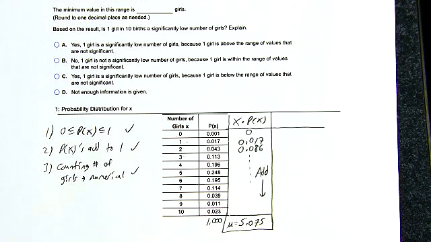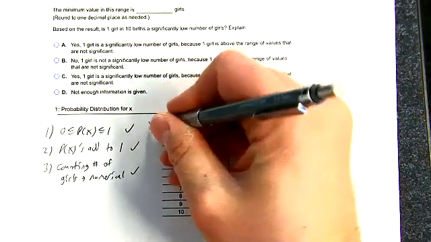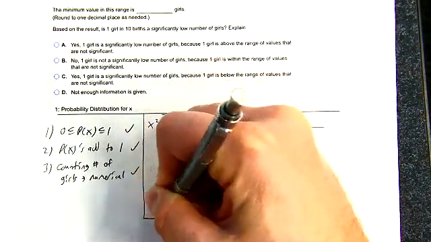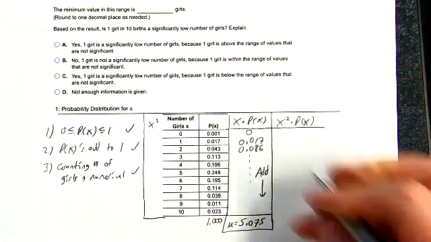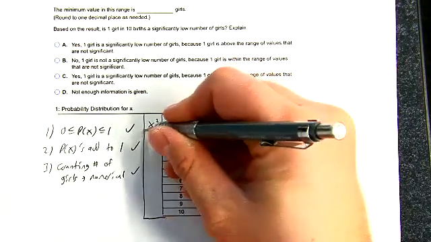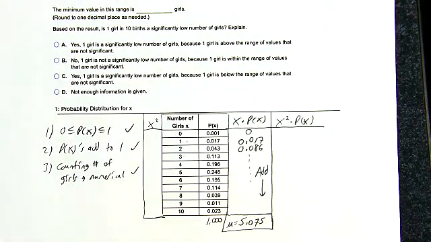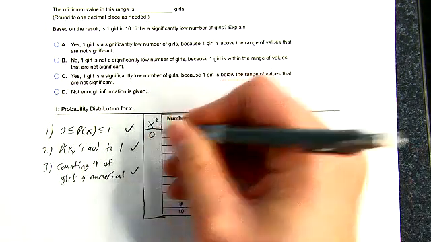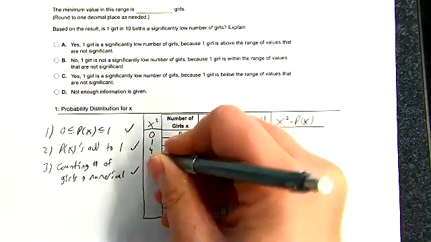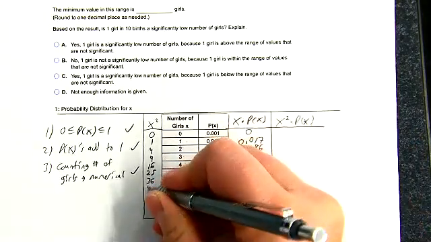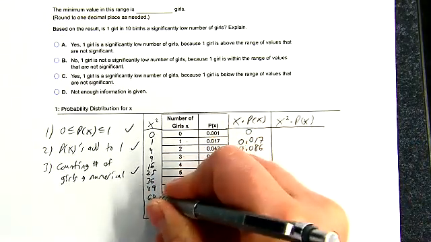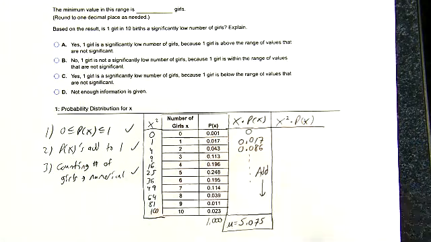Then you make another column called x squared, because in the second part, we need each x squared times P(x). And with counting problems like this, x squared is pretty easy to get. In fact, we could fill the whole thing in right now without doing too much effort. 0 squared is 0, 1 squared is 1, 2 squared is 4, 9, 16, 25, 36, 49, 64, 81, 100.